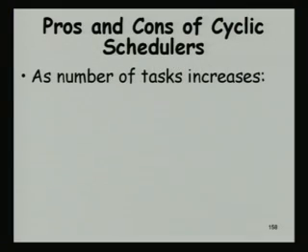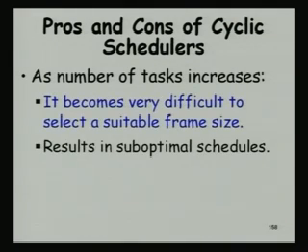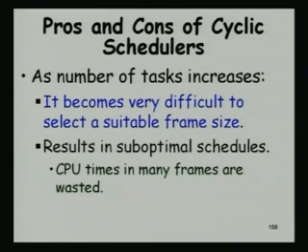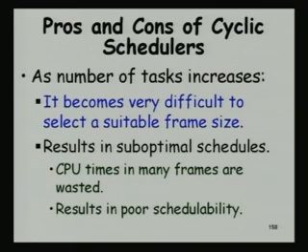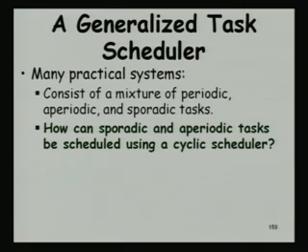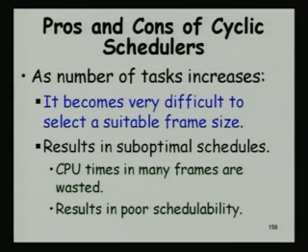Now, the cyclic schedulers have one disadvantage. Since we have to try out various frame sizes and try splitting the tasks and so on, many times you will find that we are not able to select a suitable frame size, or maybe we select a frame size which does not lead to a good schedule. CPU times may be wasted in many frames, right. And therefore, for many situations we may not even find a schedule, even though it is possible to run them using a cyclic scheduler. At least we are not able to find a proper schedule, and breaking tasks into many parts will make it still higher overhead, context switches and so on.